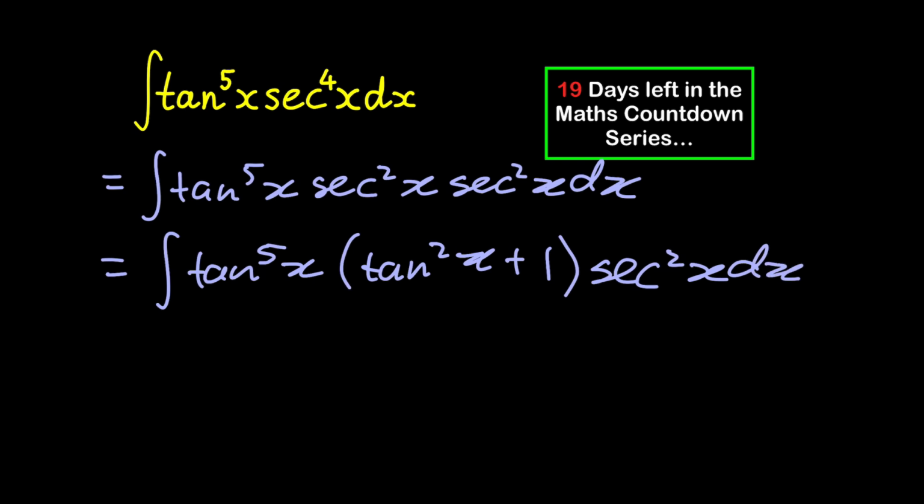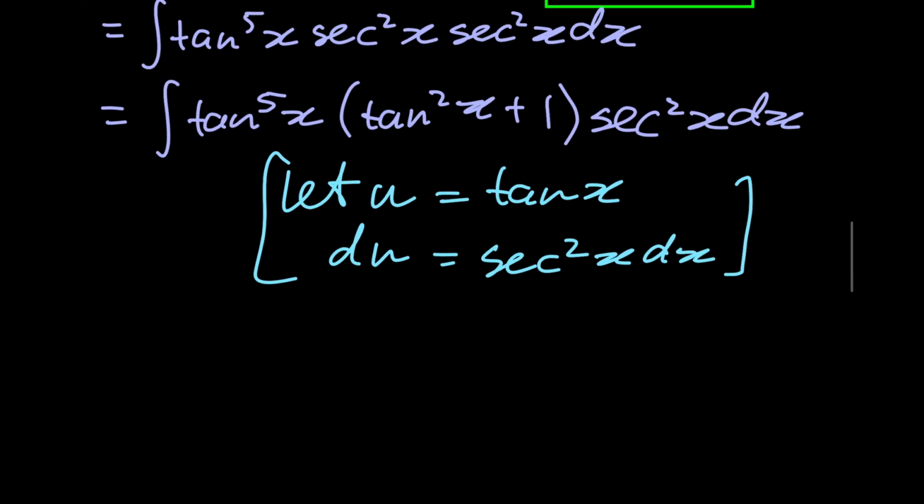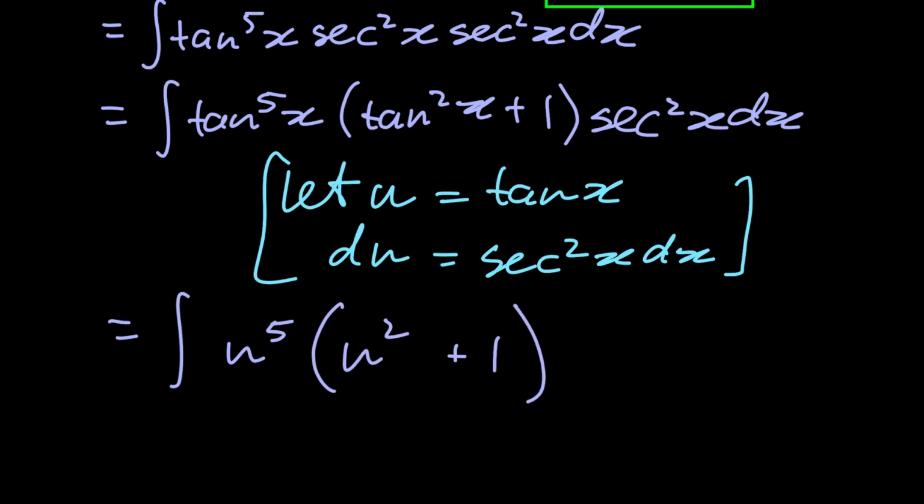Okay, so what we can do now is let u equal tangent of x. What that allows us to do is, when we differentiate u in terms of x, we get secant squared of x dx. Okay, so continuing with the integral, now expressing it in terms of u, we get u to the power of 5, because tangent is now being substituted for u. So we get u to the power of 5 times u squared plus 1. And then for secant squared dx, we're substituting in du.